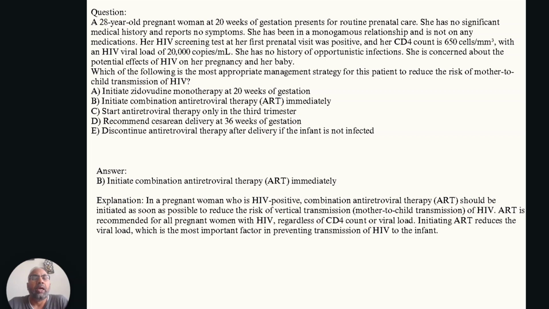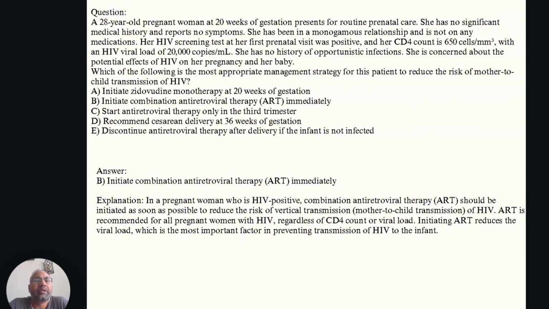So here, as we have said before, the last line is the most important. First we have to read the last line, and then we need to go to the entire question. The last line here says which of the following is the most appropriate management strategy for this patient. So this is basically a very simple question: they are asking what we can do to prevent this infection from going to the baby from the mother, because the mother has already been diagnosed as HIV positive.